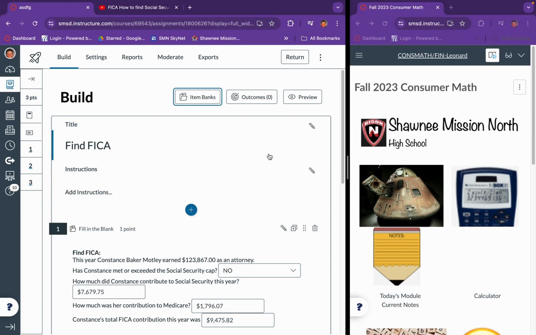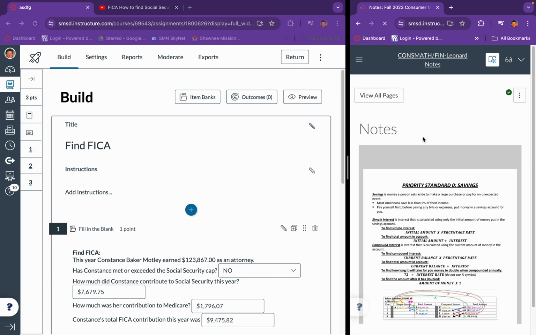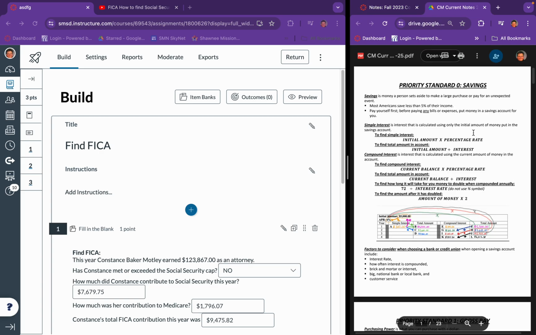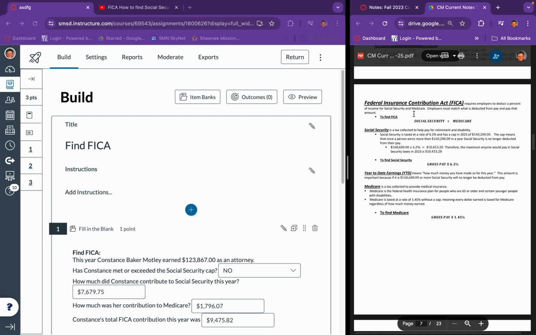Hello, my friends. This video is on finding FICA, and we are going to go to our notes, because we are definitely going to need the notes to do these problems. We're going to turn to the page that talks about the Federal Insurance Contribution Act, which is what FICA stands for.